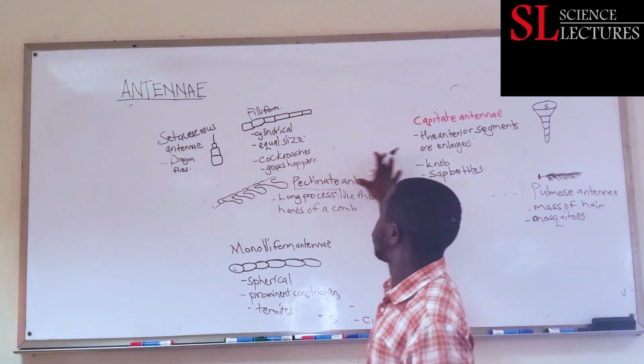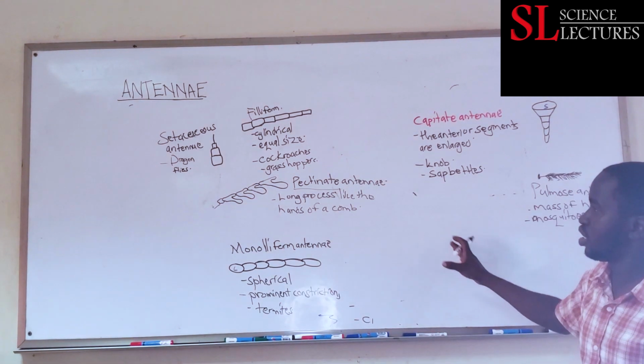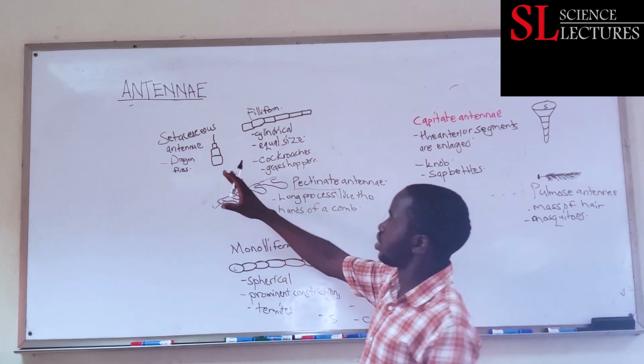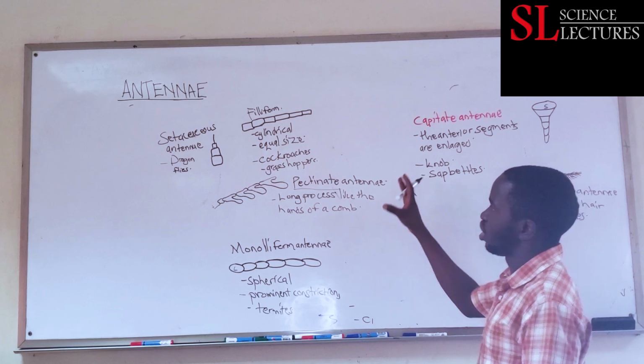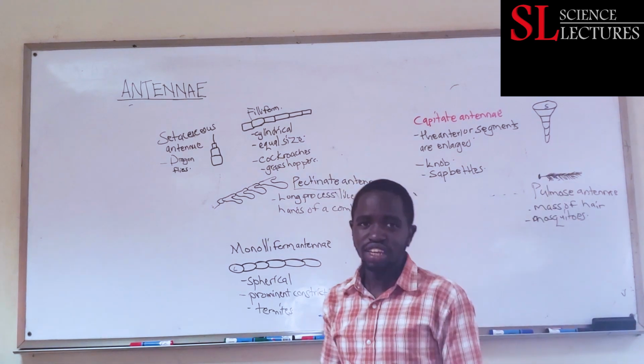So throughout the video we've discussed the various types of antennae. We've seen the gross morphology of antennae and the various examples of the different types of antennae that occur in different insects. Till next time.